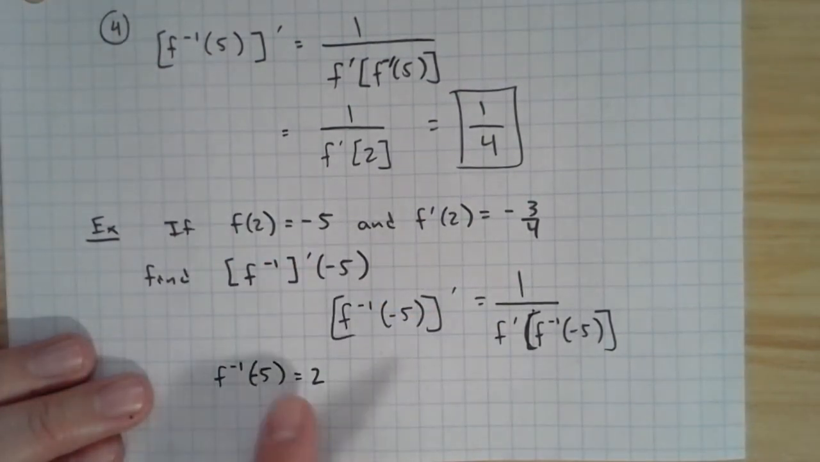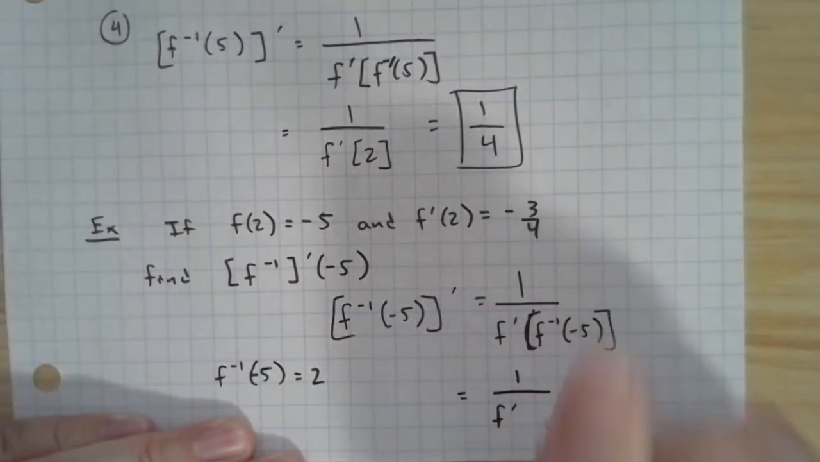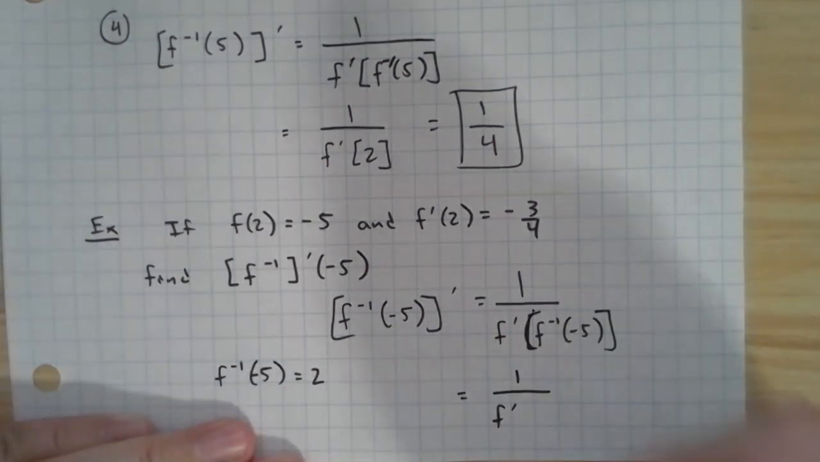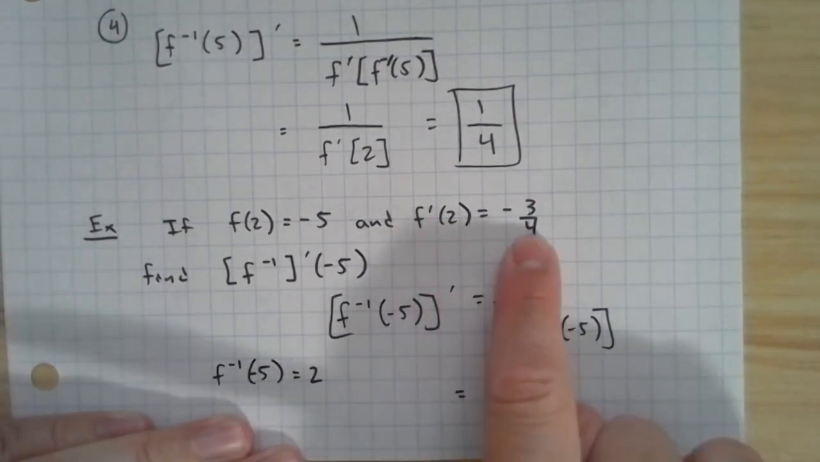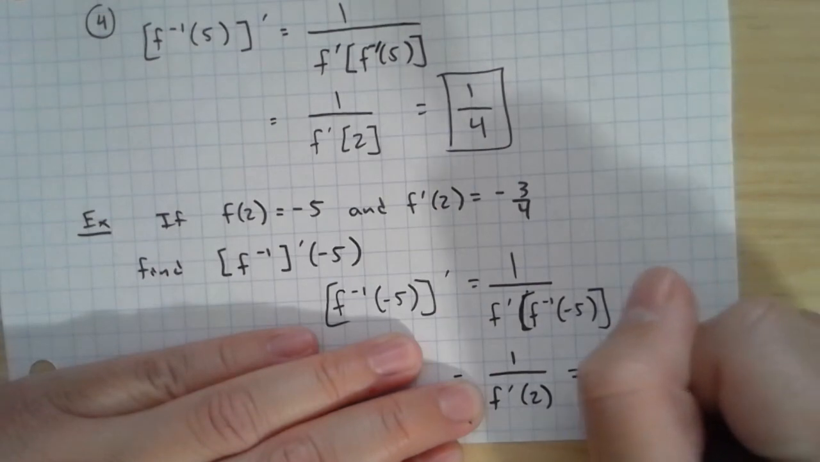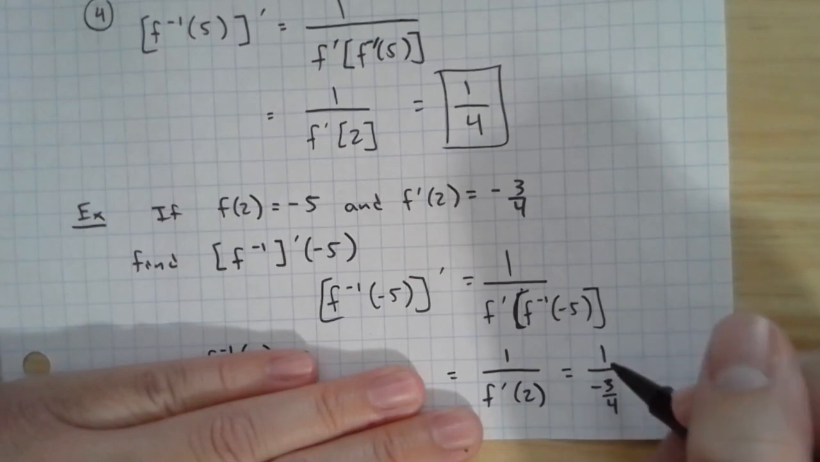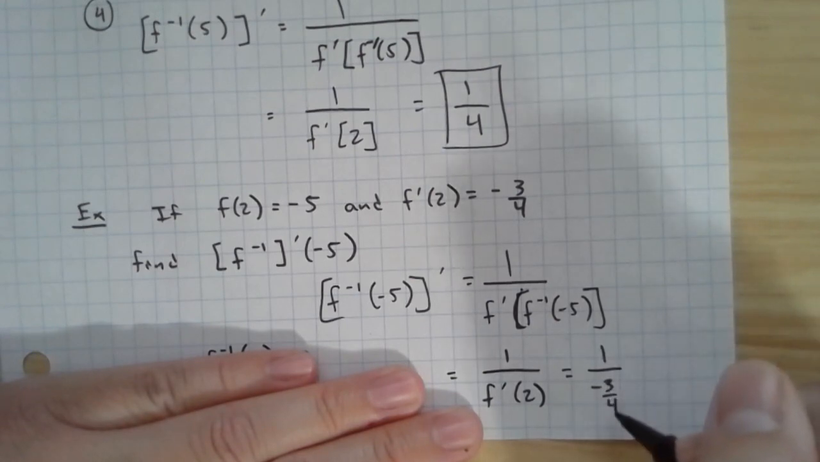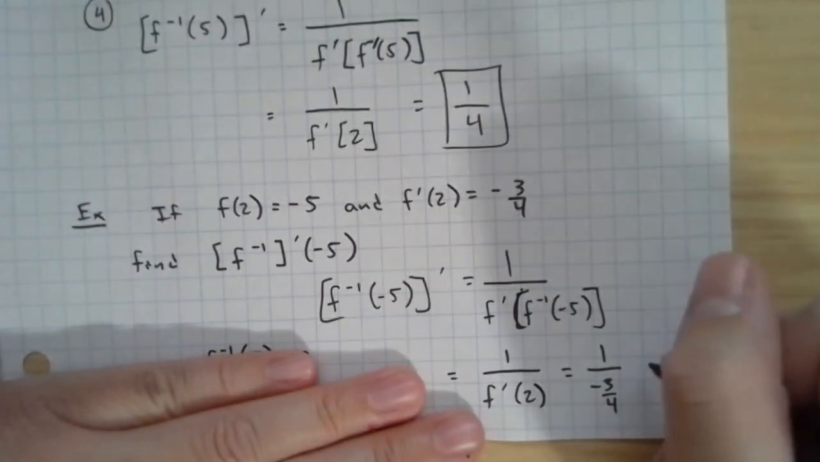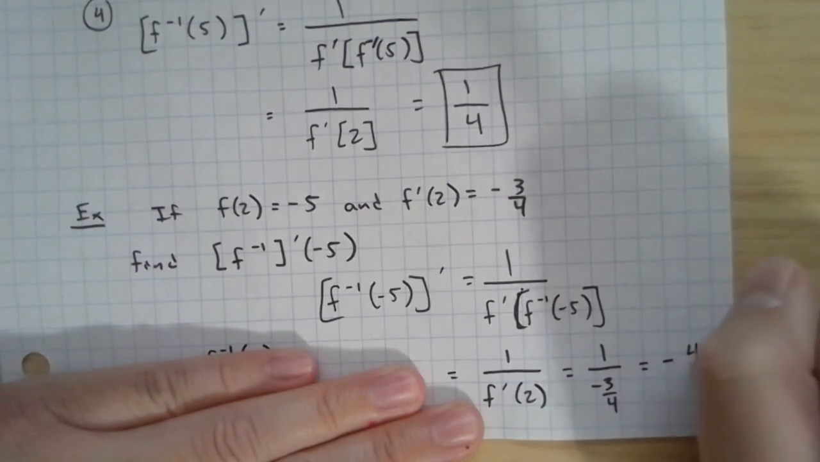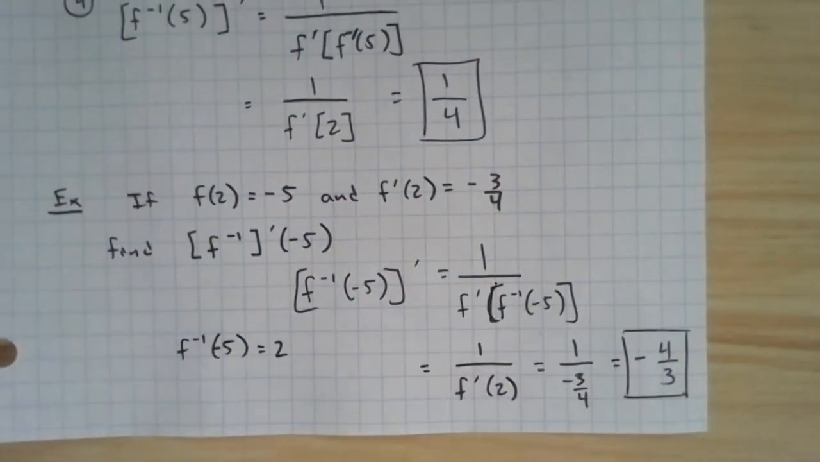So then all I have to do is plug right back in here. 1 over f prime of f inverse of -5, which is 2. So then 1 over f prime of 2. F prime of 2 is given, it's right here, negative 3/4. So then 1 over negative 3/4. Simplify this: 1 divided by negative 3 over 4. When you divide by a fraction, multiply by the reciprocal. So then this will be negative 4 over 3. So it's just using the formula.